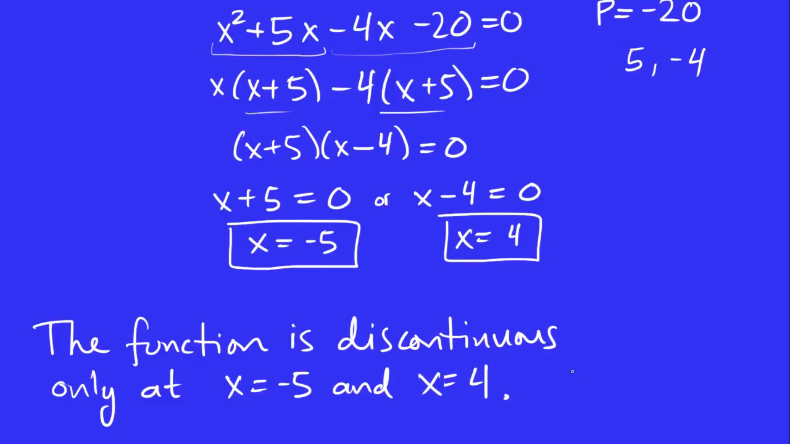So just remember, whenever you have a rational function, that function is going to be continuous at all numbers except the bad numbers. And the bad numbers are those numbers which make the denominator 0. In this case, the bad numbers were negative 5 and 4. And therefore, the function is discontinuous at those two values. But every other number, the function is continuous there.